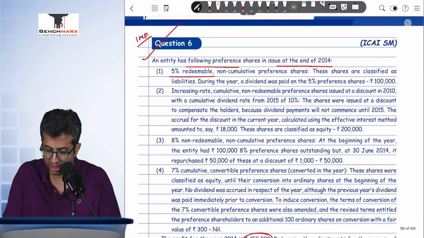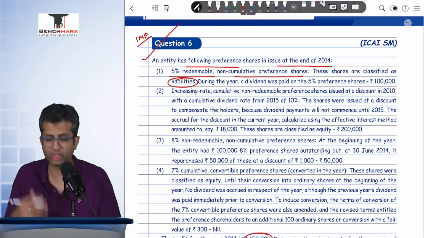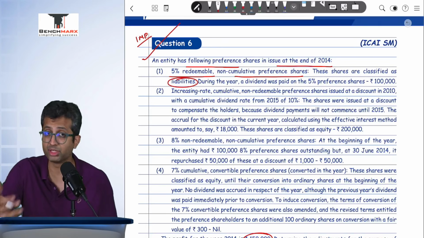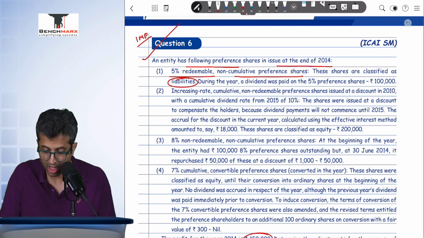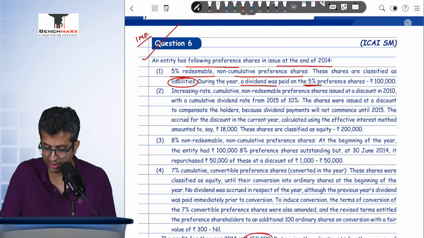First, a 5% redeemable non-cumulative preference share. These shares are classified as liability. Okay, if they are classified as liability, then the preference dividend would have gone in the finance cost. Do I need to deduct it again separately? The answer is no.